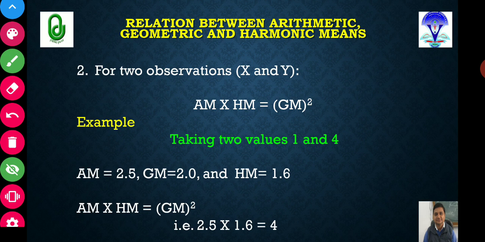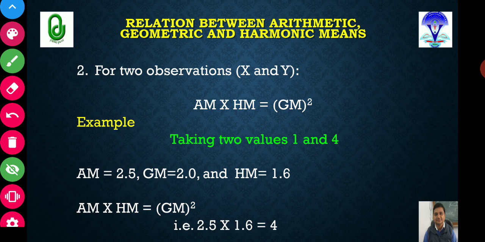Then another relationship for two observations. If you have only two observations x and y, then the product of the arithmetic mean and harmonic mean will be equal to the square of the geometric mean.